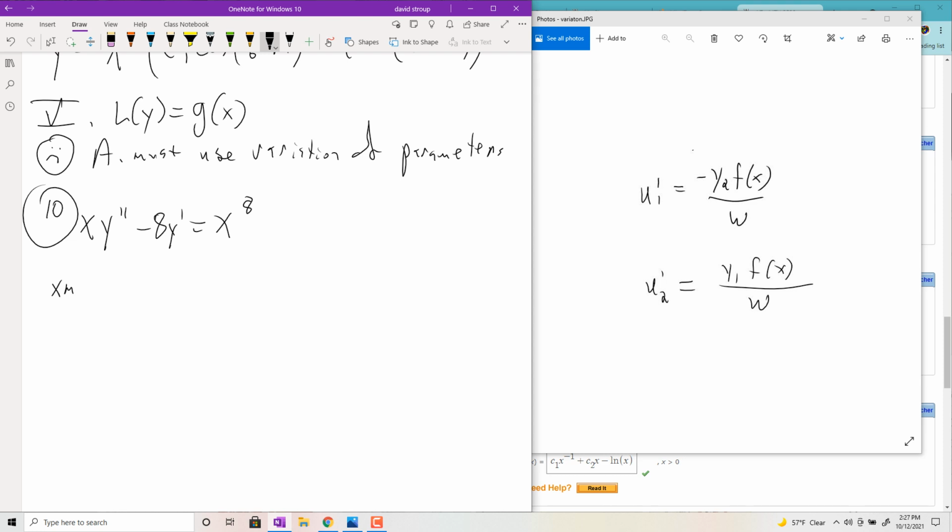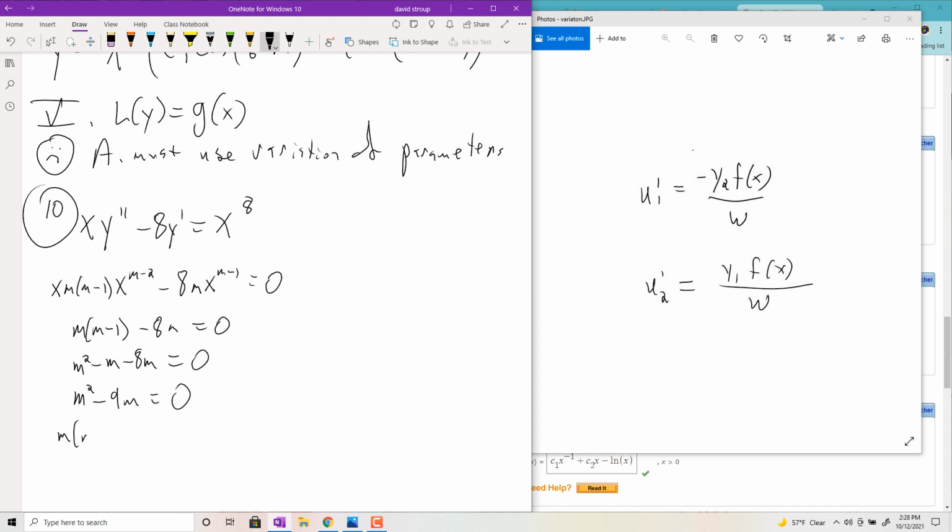It'll be x times m minus 1 times x to the m minus 2 minus 8 times m x to the m minus 1 equals 0. Factor out the x to the m minus 1 this time and throw it away. And then you have just m times m minus 1 minus 8m equals 0. So you have m squared minus m minus 8m equals 0. So you have m squared minus 9m equals 0. Factor out an m, and you get m minus 9 equals 0. So our roots are 0 and 9, and then our complementary part of the solution will be x to the 0, so just 1. So c1 times 1 plus c2 x to the 9th.